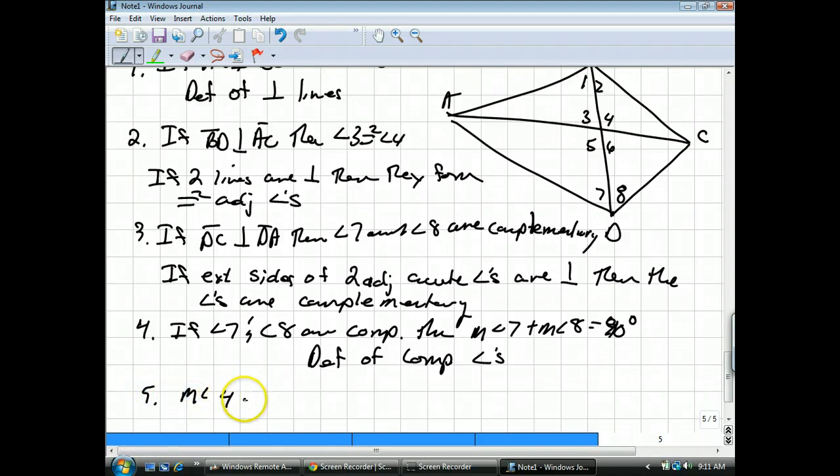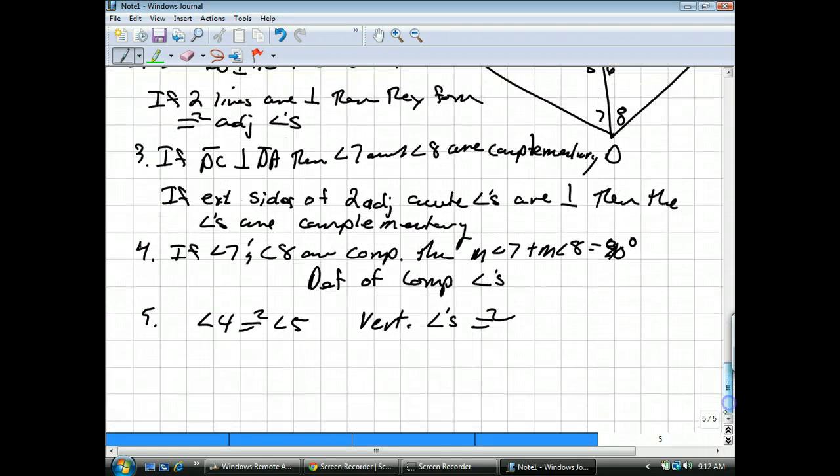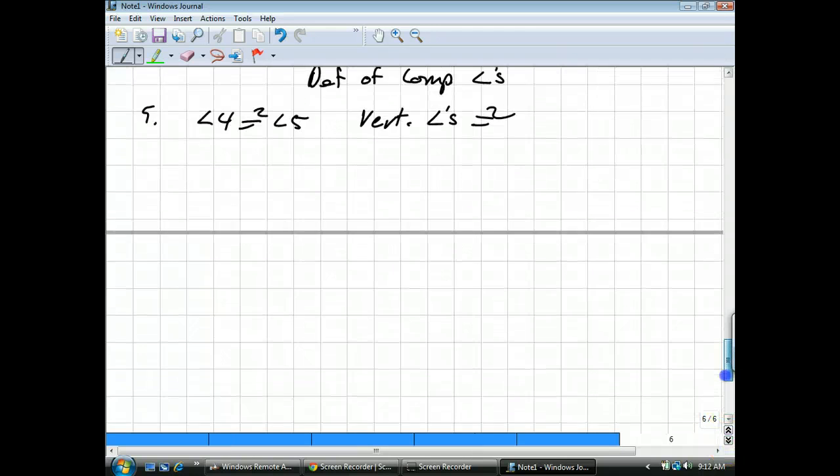Angle 4 is congruent to angle 5. And we can say that because vertical angles are congruent, the vertical angle theorem. Okay. All right. Let's move on to a proof. Well, actually, let's move on to a third example here.